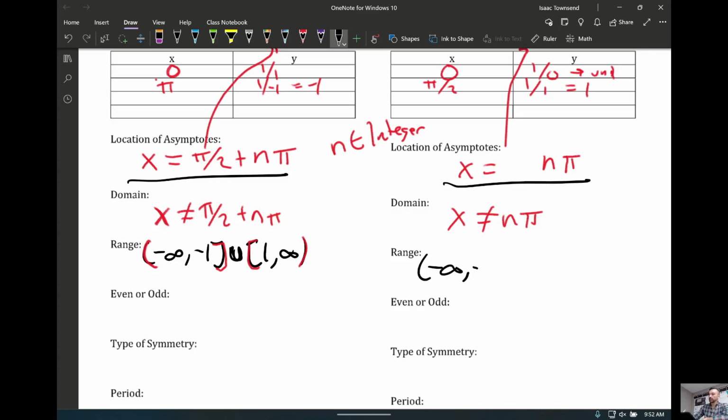If you look at this graph, it does the same thing. Starts off at the bottom, it goes up till you get to y values of negative 1, then it skips some, and then it hits all the y values from 1 to infinity.